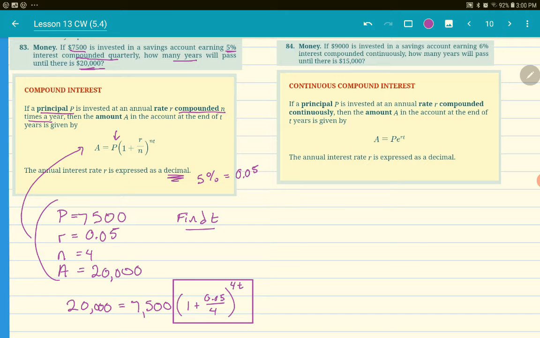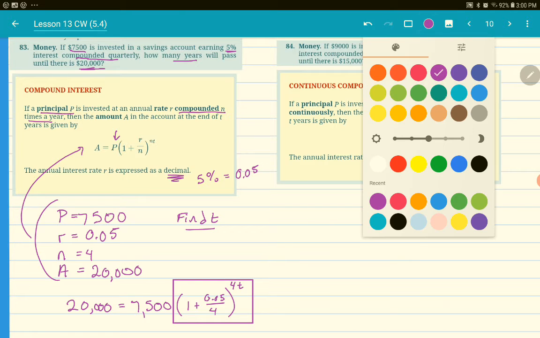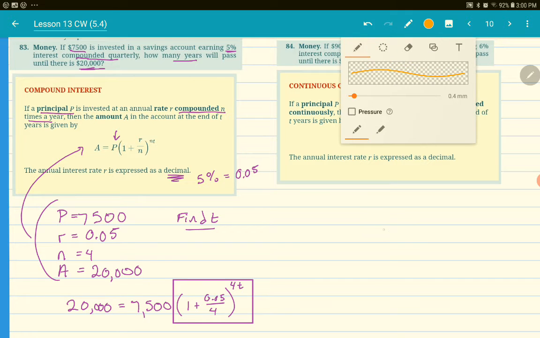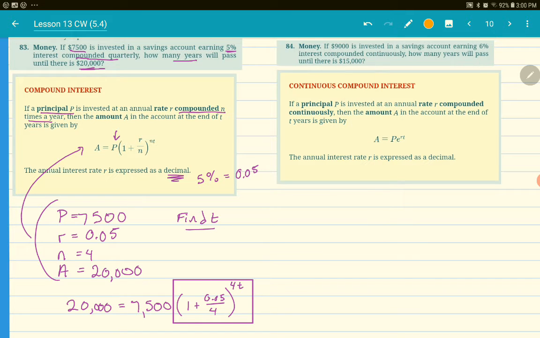Let's do that again with 84. Let's read this again. If 9,000 is invested, that's my principal. So my principal is 9,000, in a savings account earning 6%. So my rate is 0.06, the rate as a decimal.